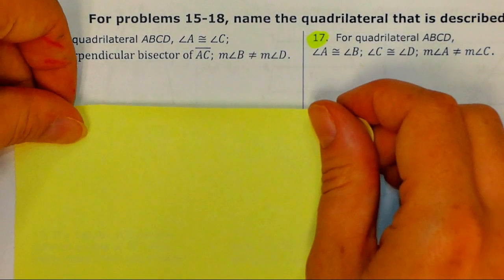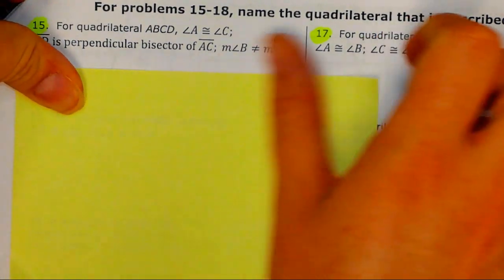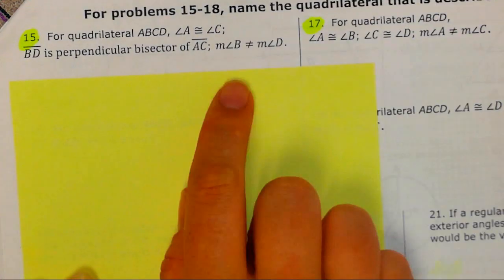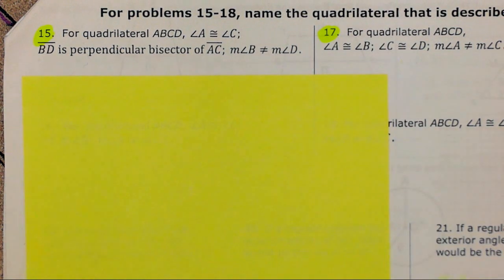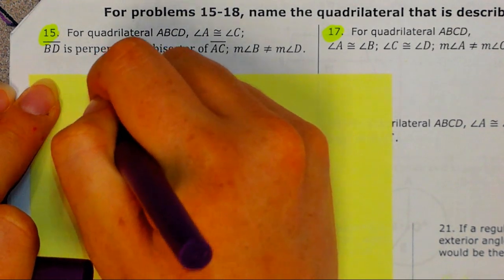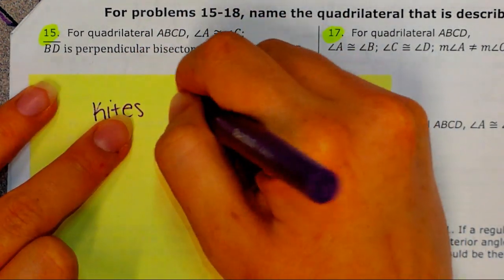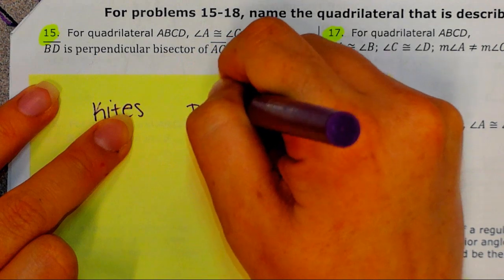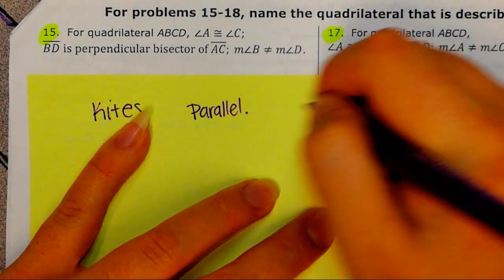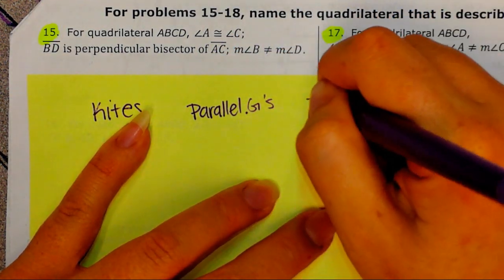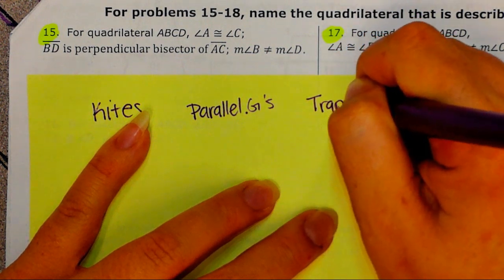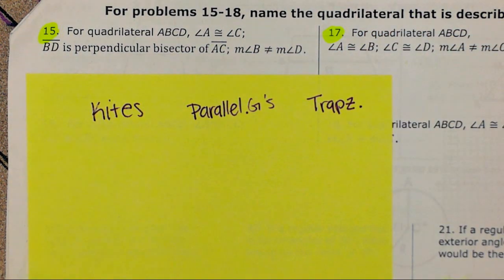All right. So if you're going to solve a problem like this, you're going to need to refresh your brain on the properties of quadrilaterals. So there's 3 main groups. Okay, so we've got kites, parallelograms, or trapezoids.